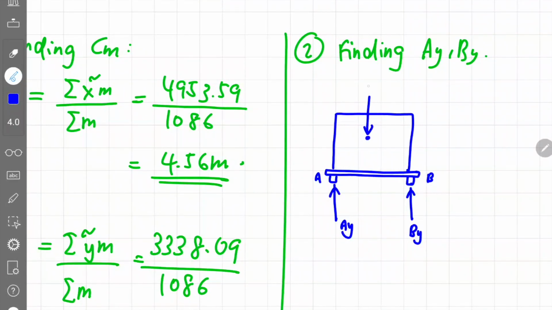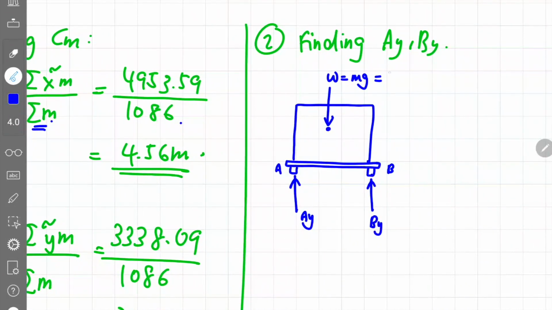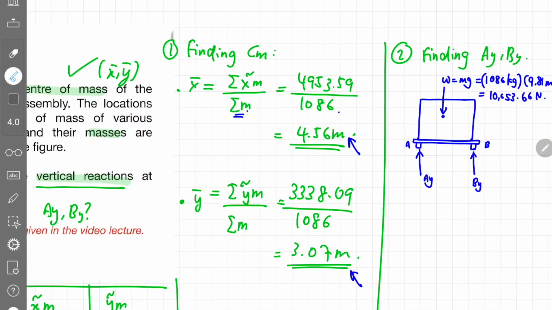Okay, so the weight is equals to mg, and the total mass of this assembly, we already calculated it from our table, which is 1086 kilogram. So you have to multiply this value with the gravitational acceleration of 9.81 to get the weight of the entire assembly. So the weight of the assembly is 10,653.66 Newton.